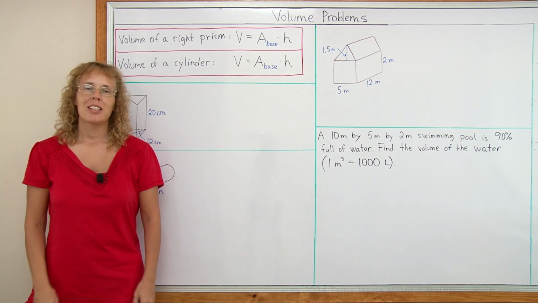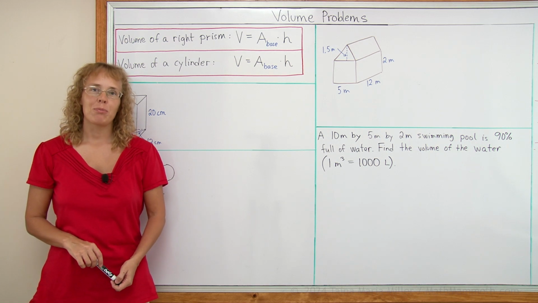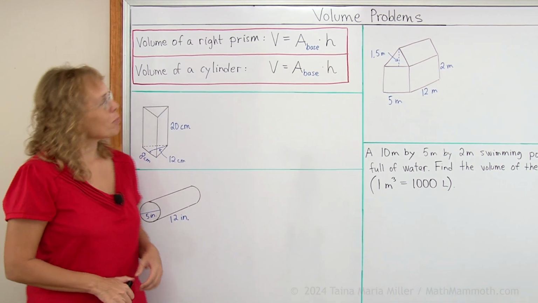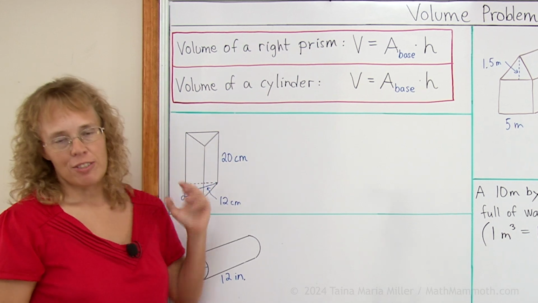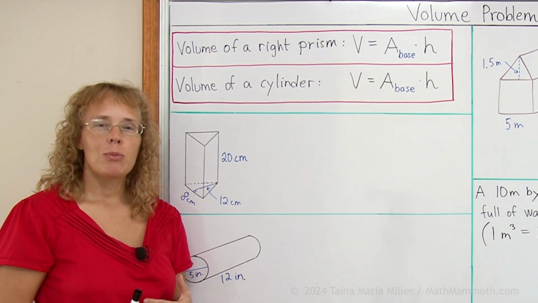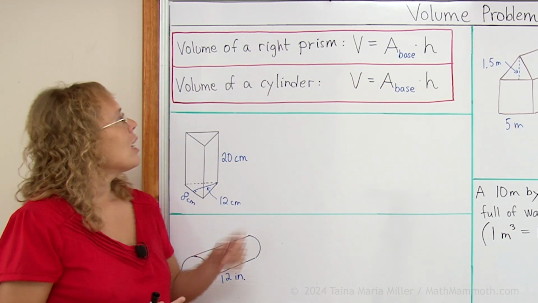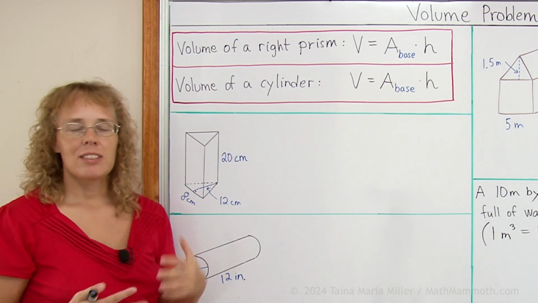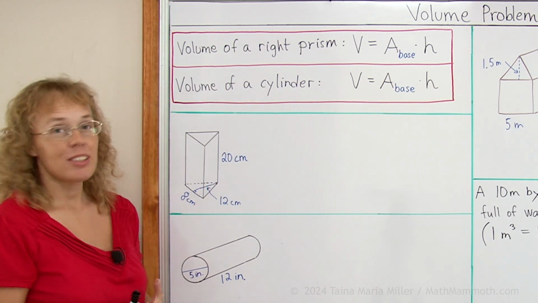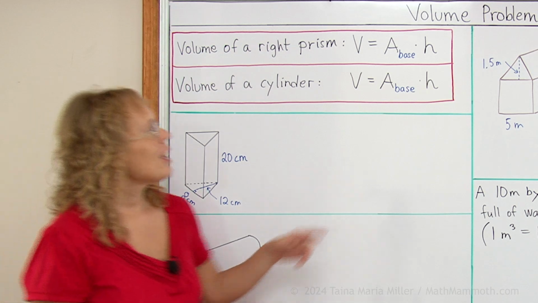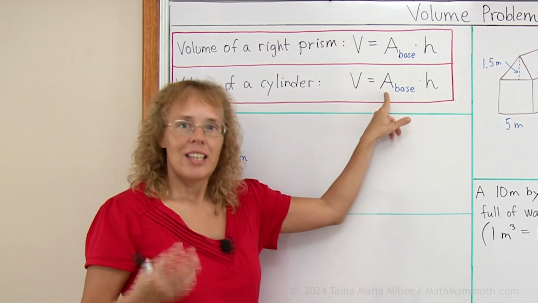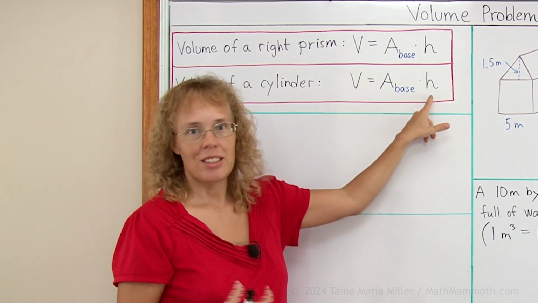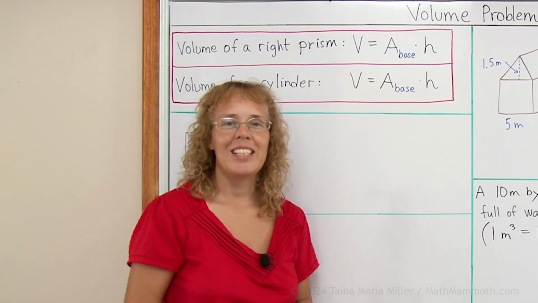In this lesson we're going to study through some volume-related problems. And I especially want to note the formula for finding the volume of a right prism and the formula for finding the volume of a cylinder. Both of them have the same formula for their volume, and that is that you multiply the area of the base times the height. It's very simple indeed.